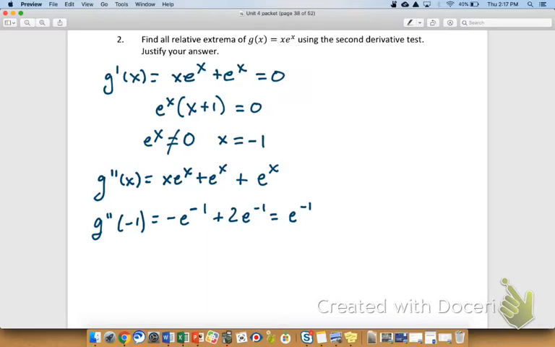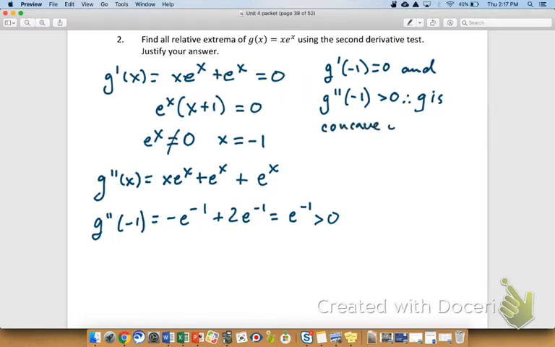And so 1 over e is the right number, so that's good. But what's the most important thing about 1 over e? It's a positive number. So I can then make a conclusion and say g prime of -1 is 0, and g double prime of -1 is positive. Therefore, g is concave what? Concave up. And are you picturing a concave up graph? Would that generate a max or a min? A minimum. That's right. So therefore, g has a relative minimum at x equals -1.